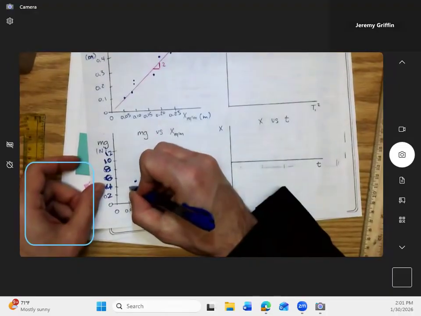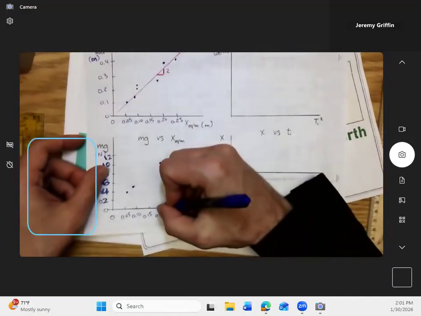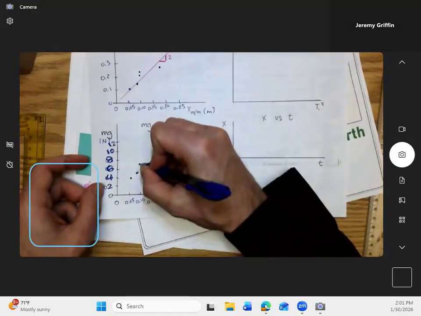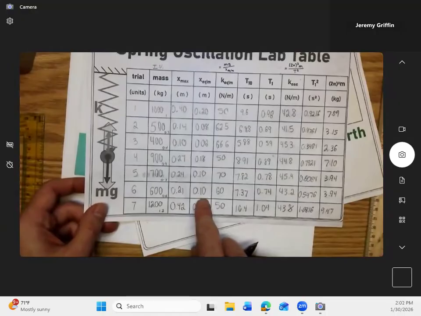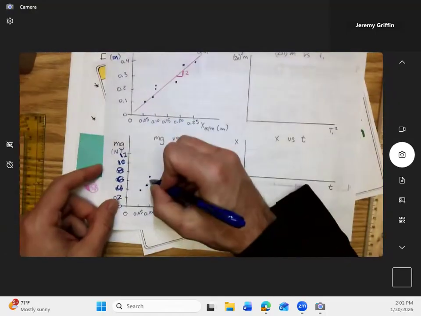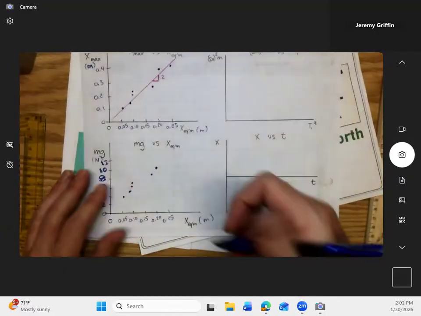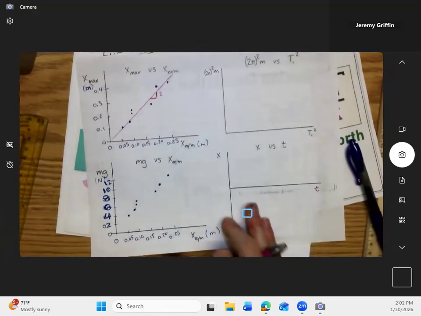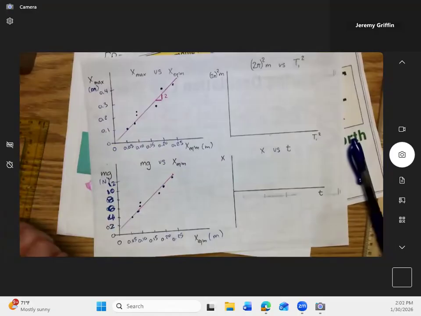0.064, bam. 0.18, 9, so bam. 0.17, bam. 0.1, let's see what was 6. 6 right there, bam. And 0.24 with 12 newtons. It's right there, bam. Okay. Yeah, see, the line does fit right there. It looks pretty close to that.